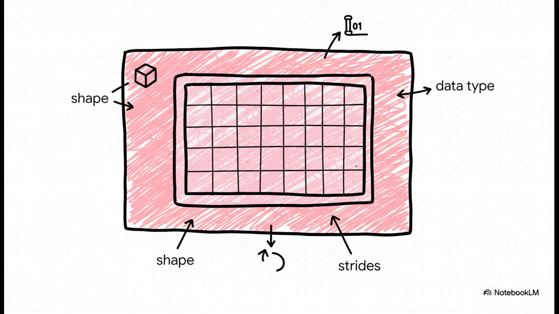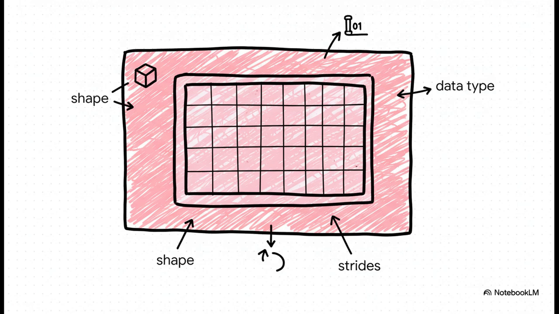At its heart, every single NumPy array is really a two-part system. On one hand, you have the data buffer. Just think of this as one big, long, continuous chunk of memory that holds all your raw numbers. It's like a block of stone. Then, on the other hand, you have the metadata.